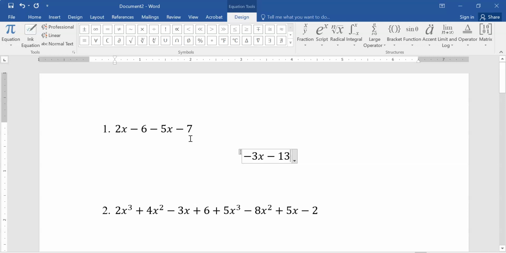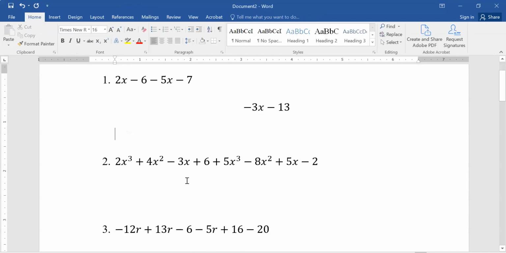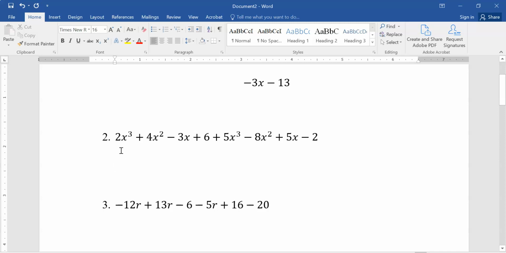And that's it. The negative 3x and the minus 13 are not alike. So this is as simple as I can make this expression. Let's look at number 2 here.